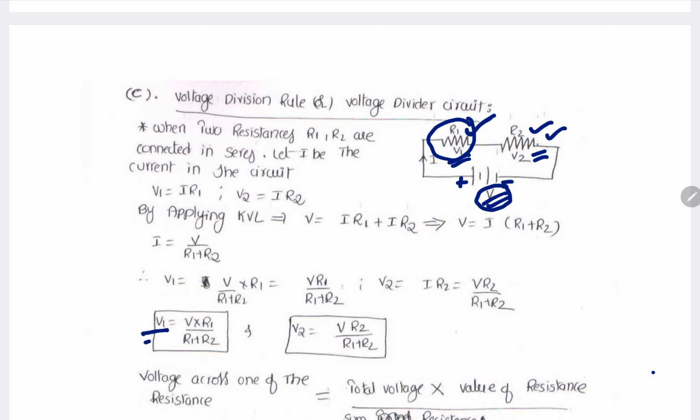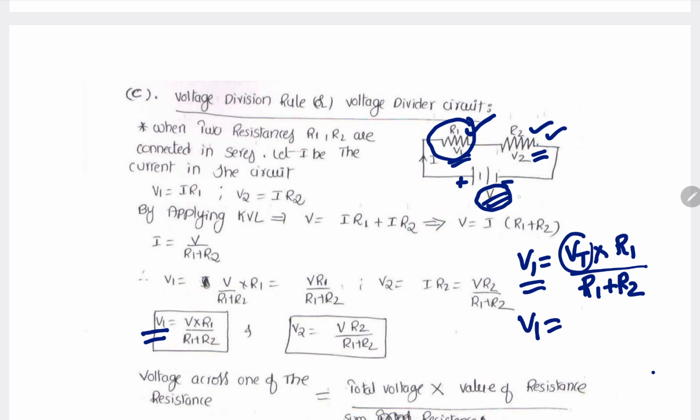So voltage across R1, V1, is equal to — the formula is: voltage across any resistor is equal to total voltage into the resistor in which we are finding the voltage, divided by the sum of resistors connected in series. Here V1 is nothing but the voltage across R1. So V1 is equal to V, the total voltage of the circuit, into the resistor in which we are finding the voltage, that is R1.